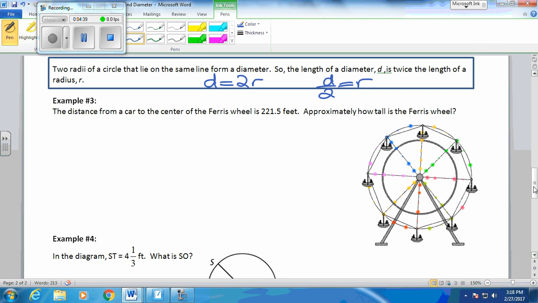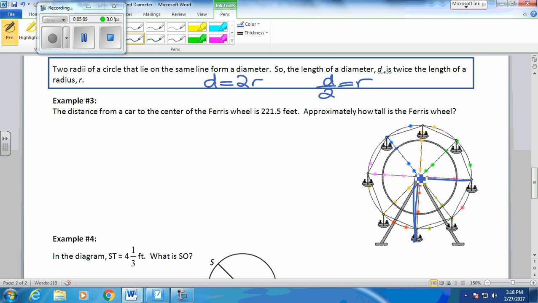Example 3 says the distance from a car to the center of the Ferris wheel is 221 5/10 feet. Approximately, then, how tall is the Ferris wheel? They're telling you the distance from a car to the center of the wheel is approximately 221 feet. So how tall is that? Well, we're assuming that the car is touching the ground and then going to the center, that's also the same thing as a radius. But they want to know how tall the Ferris wheel is.